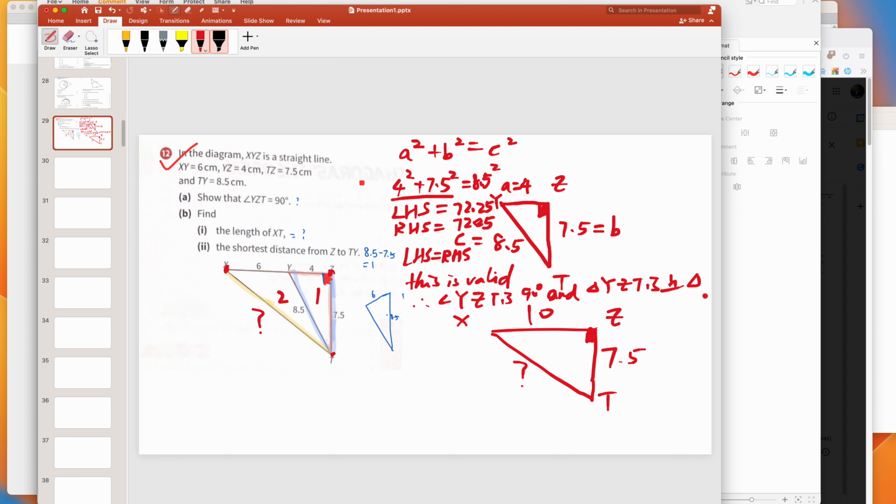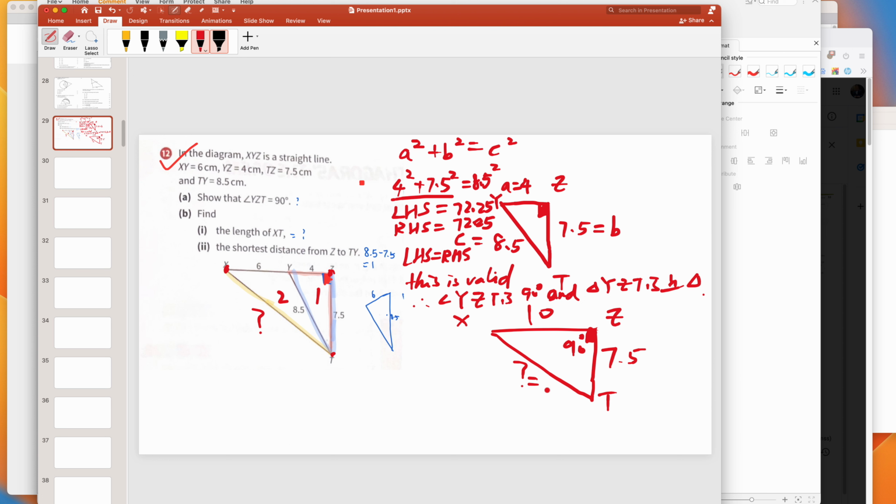Now with this being a right angle triangle, can you find the length of XT now? This is 90 degrees already. Can you find XT now? Can or cannot? What is the formula here? Can I ask you for the formula? You need to tell me the entire formula, not just the first part of it. A square plus b square equals to c square.